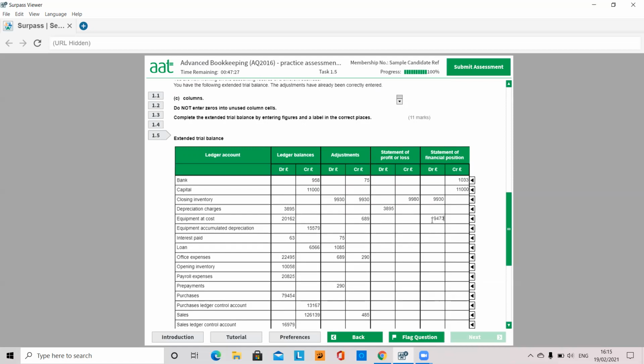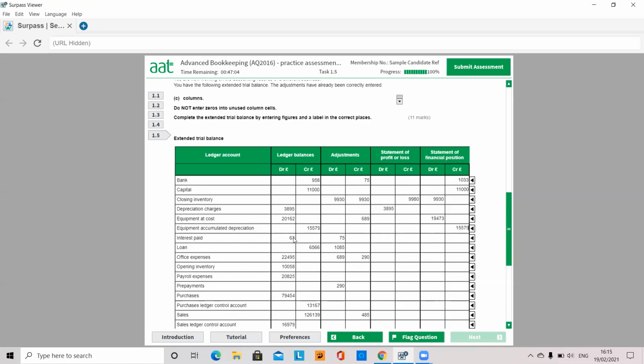473. Cumulative depreciation, as you know. So cumulative depreciation is your equipment minus your cumulative depreciation. You know that goes on the credit side of the statement of financial position. And again, we've got 15579. Interest paid. So interest paid is an expense.